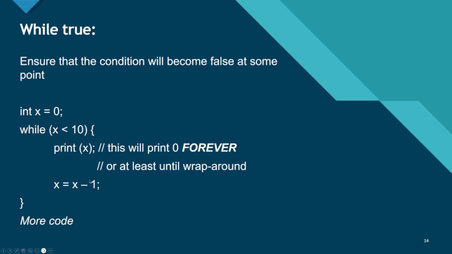But otherwise, this is sort of the same problem as the while true, because effectively, if you have a value and you're checking whether it's less than 10 and then you're decreasing the value, it's just going to run forever. So be careful of that.